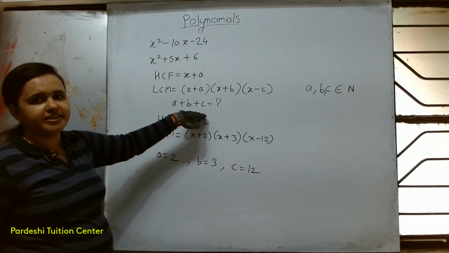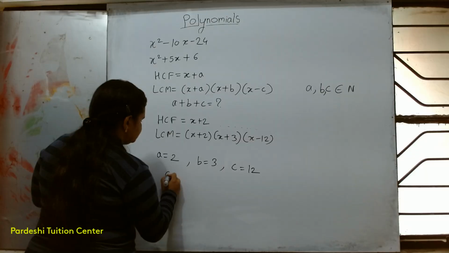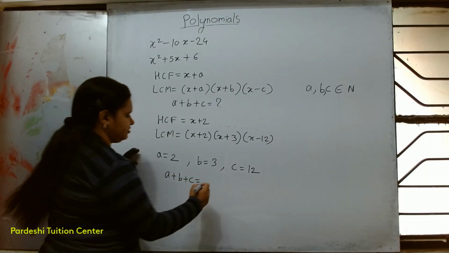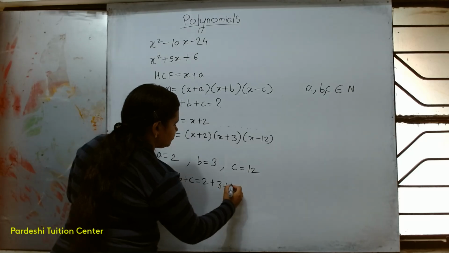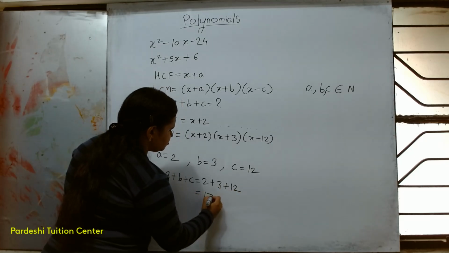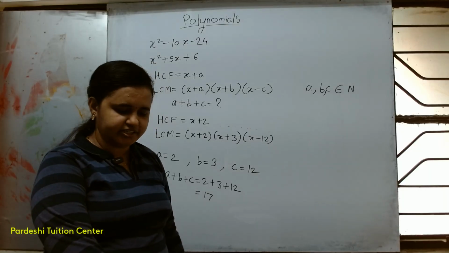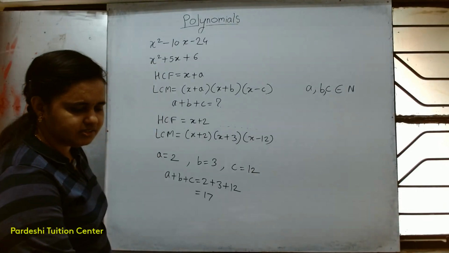Now we can calculate a plus b plus c. So a plus b plus c will be equal to 2 plus 3 plus 12. It will be equal to 17. Okay, so a plus b plus c equals 17. That is option R. For C, the option is R.